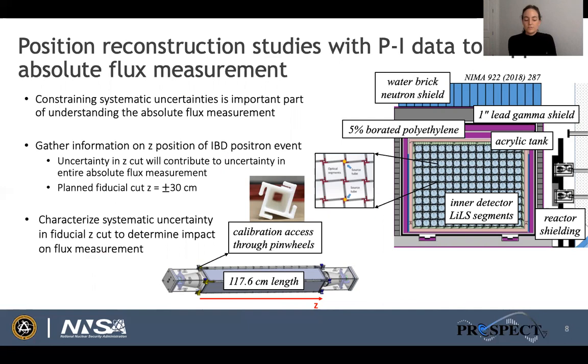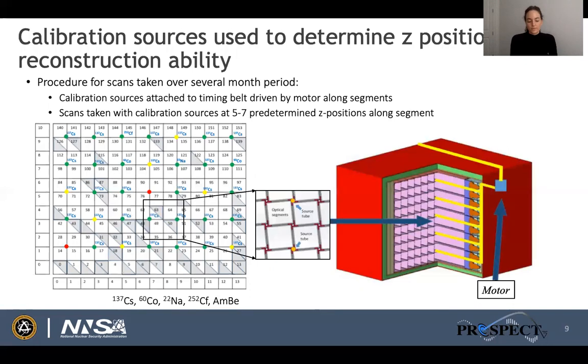And in an absolute flux measurement, we need to reconstruct the z position of the IBD positrons and fiducialize. So if we plan to fiducialize to a certain centimeter length in z, we need to know if we're actually making this cut where we're saying we're making it, because that uncertainty will contribute to the uncertainty of the entire measurement.